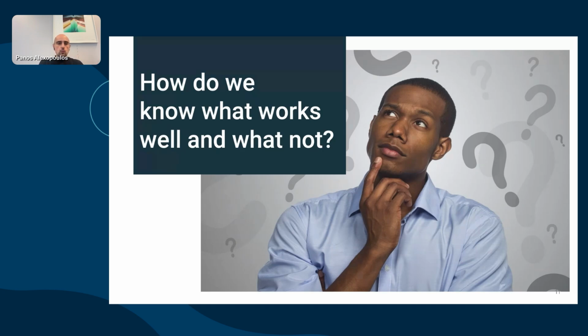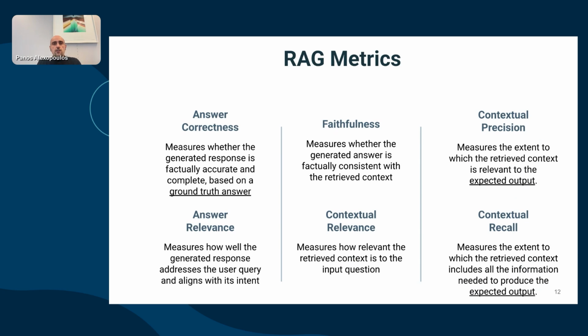So how do we know what works well and what not, right? How can we assess if the overall system works well or not, and which of these components might not be working so well? For that, we have metrics. In retrieval in RAG systems, there are several metrics that have been proposed by the community and are available in several toolkits. I will talk here about 6 of these.